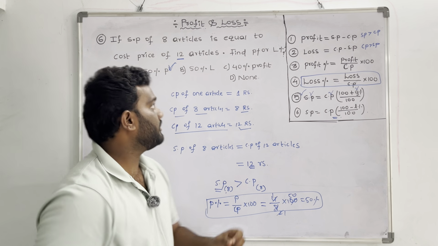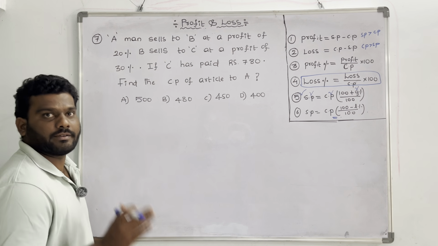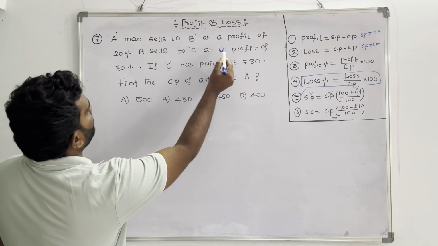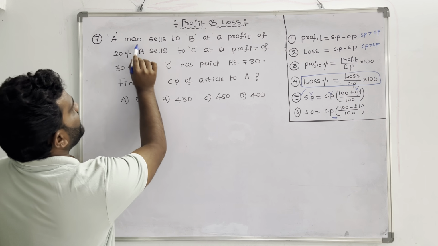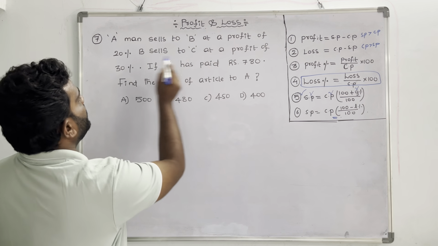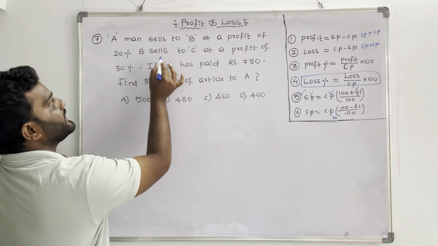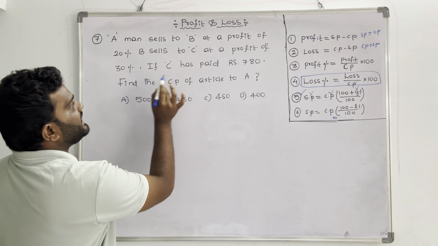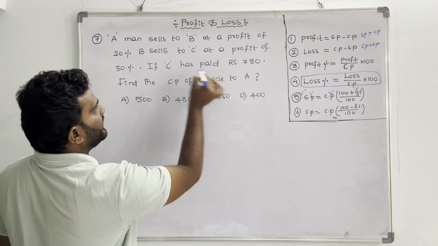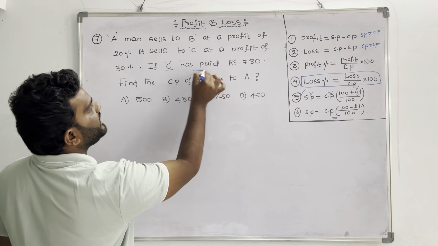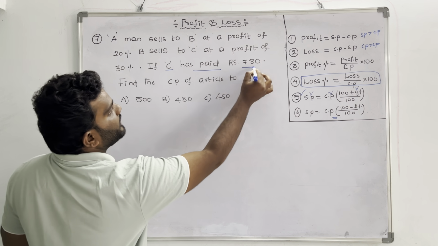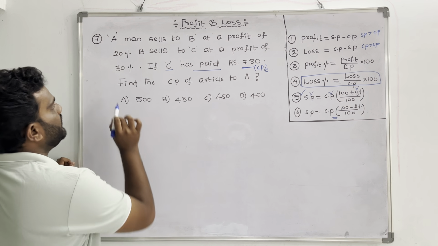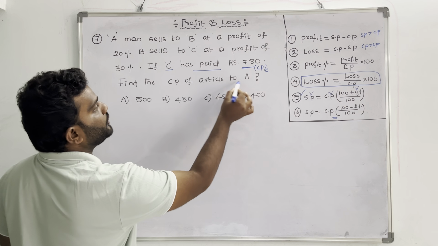Okay, let us solve the seventh question. A man sells an article to B at a profit of 20%. B sells to C at a profit of 30%. If C has paid rupees 780, C has paid means this will become the cost price of C. Okay, cost price for C. Find the cost price of the article to A.